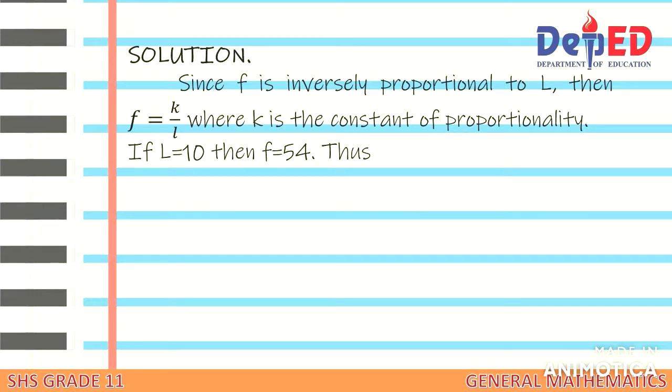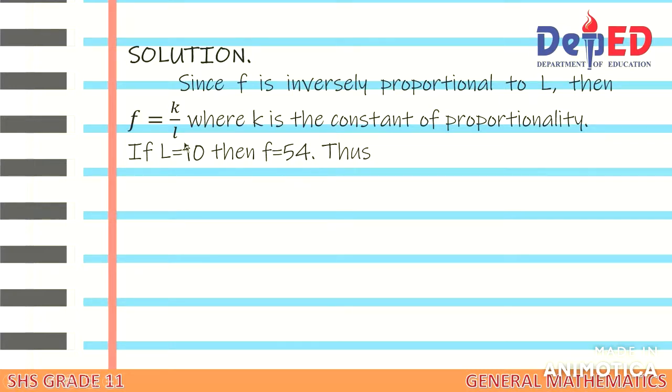Since F is inversely proportional to L, then ito yung magiging equation natin. Okay, F, the frequency, is equal to K over L, which is the length. Where did we get K here? So K is the constant of proportionality. Laging meron yan. Okay, so our formula here is F is equal to K over L. And then what are given? L is equal to 10. Then F is equal to 54.